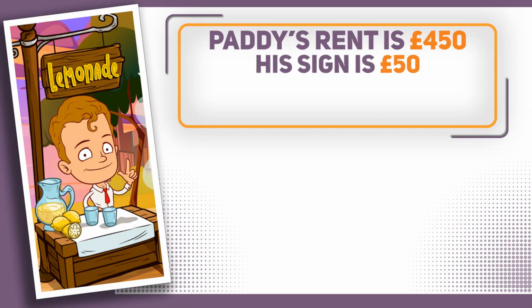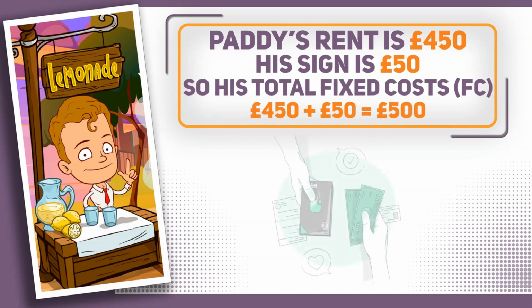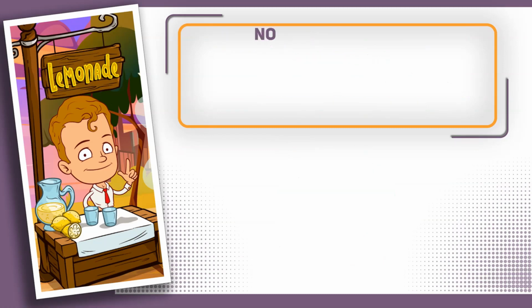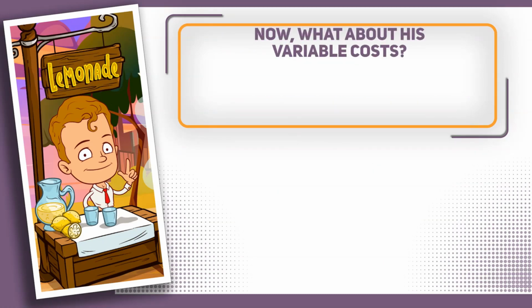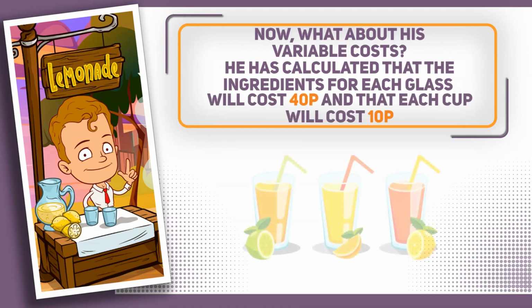His sign is £50. So his total fixed costs is £450 plus £50, which makes £500. Now, what about his variable costs? Well, these costs depend on how many glasses of lemonade he sells. He has calculated that the ingredients for each glass will cost 40p, and that each cup will cost 10p. These are his variable costs, and they change depending upon how many glasses Paddy needs to make.